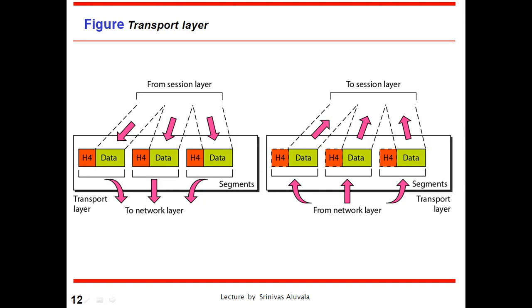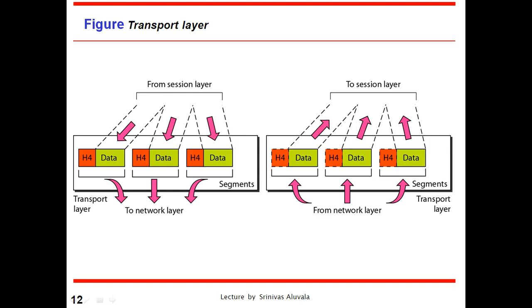Other responsibilities of the transport layer include service point addressing. Computers often run several programs at the same time. For this reason, source to destination delivery means delivery not only from one computer to the next, but also from a specific process running on one computer to a specific process running on the other computer. The transport layer header must therefore include a type of address called service point address, also called port address. The network layer gets each packet to the correct computer. The transport layer gets the entire message to the correct process on the computer.